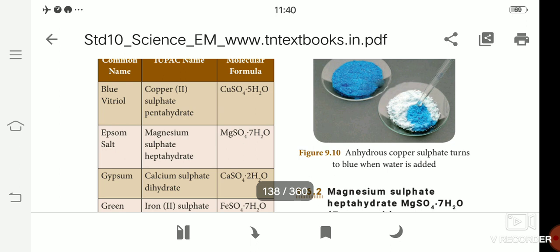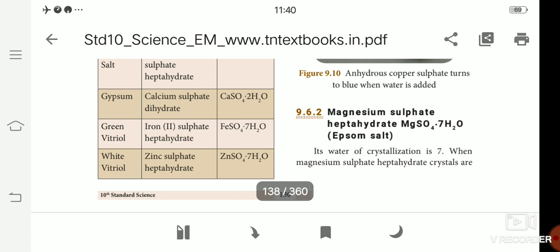Another example is magnesium sulfate heptahydrate. The formula is MgSO4 7H2O. Epsom salt is the bathing salt. In the same process, when the hydrated magnesium sulfate salt is heated and then cooled, the product is anhydrous magnesium sulfate, with loss of water.